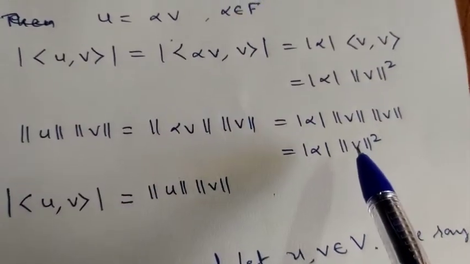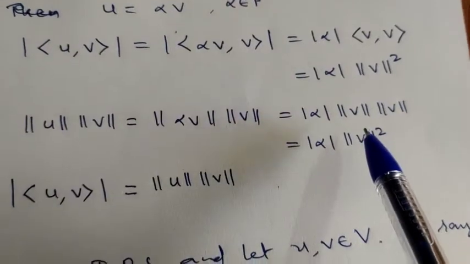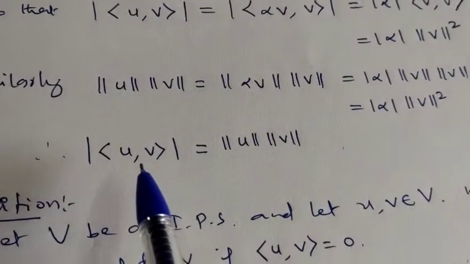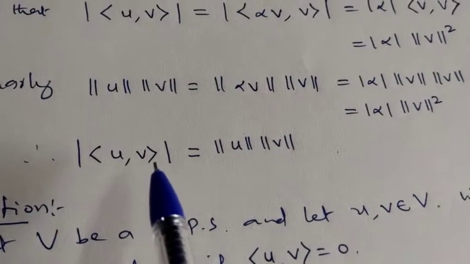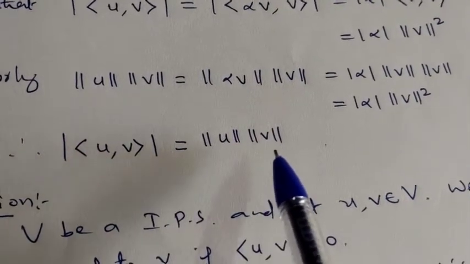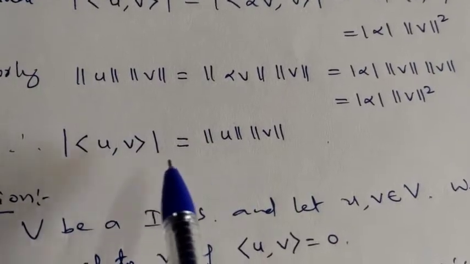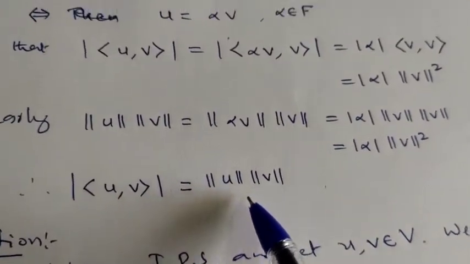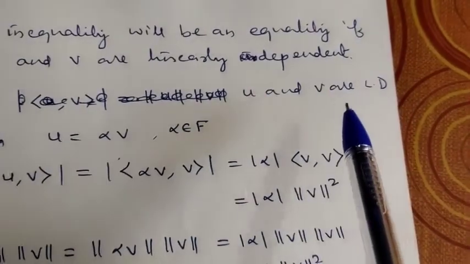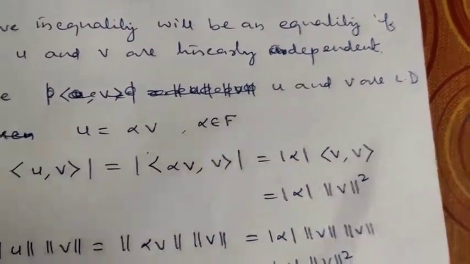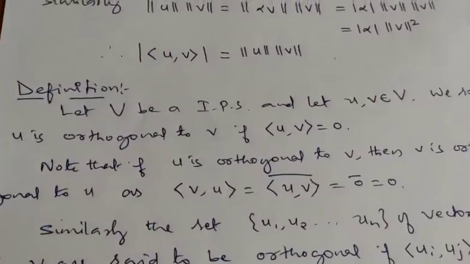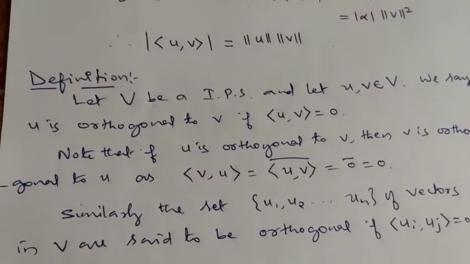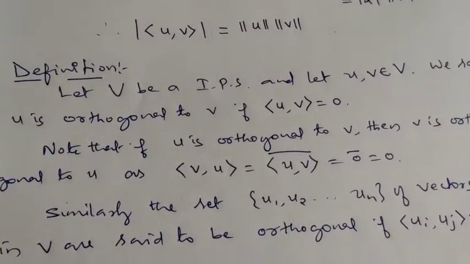Therefore, the right hand sides of the above expressions are the same, which means the left hand sides must be the same. That is, the modulus of the inner product of u comma v is equal to the norm of u times the norm of v, because this is the equality case of the Cauchy-Schwarz inequality. This happens if and only if u and v are linearly dependent.